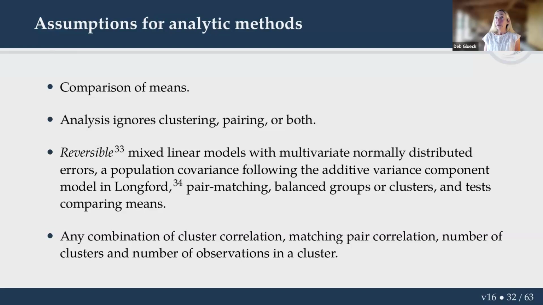We assumed that the hypotheses tested were for comparison of means. We assumed that the analyses ignored clustering, pair matching, or both. The derivations assumed reversible mixed linear models with multivariate normally distributed errors, a population covariance following the additive variance component model of Longford, pair matching, balanced sizes of groups or clusters, and tests comparing means. The derivations allow exact results for any combination of cluster correlation, that's the correlation within the cluster, any matching pair correlation, so this is an additional correlation due to matching of the pair, number of clusters, and number of observations within a cluster.